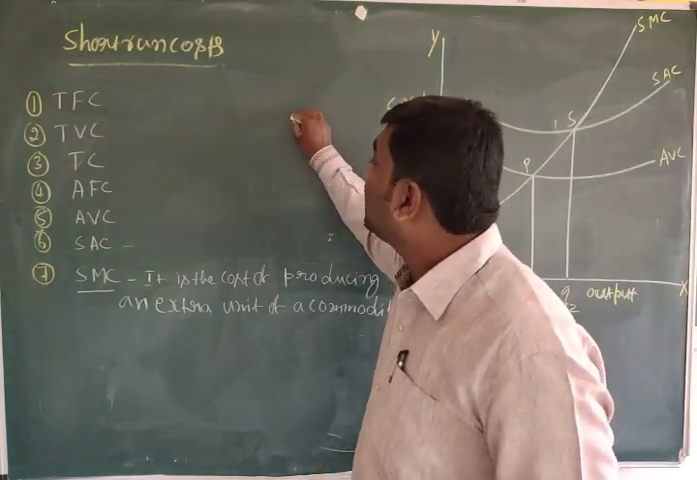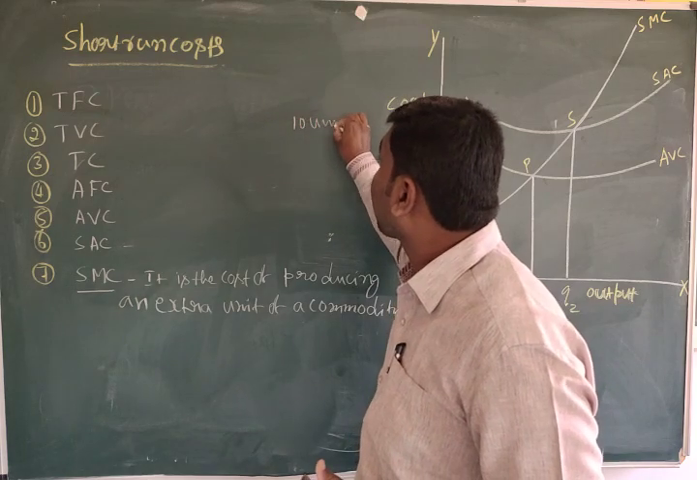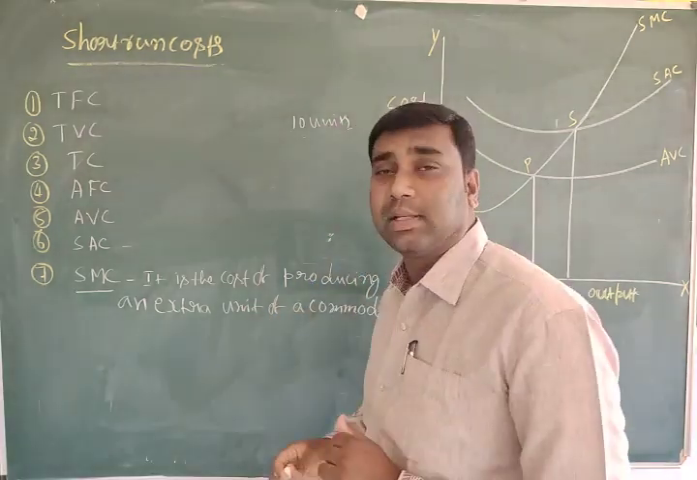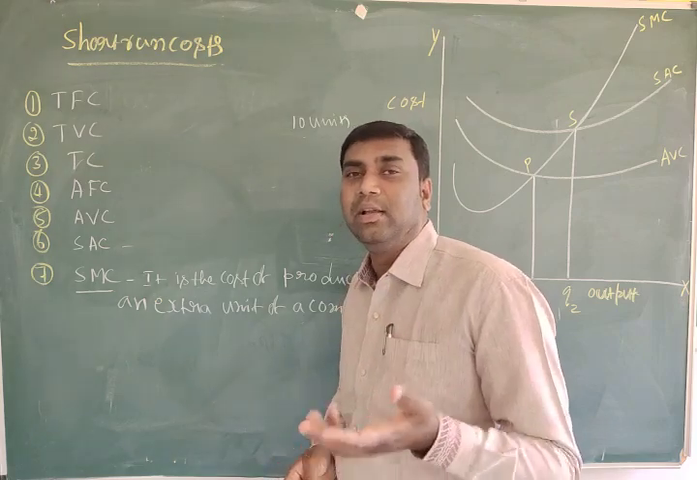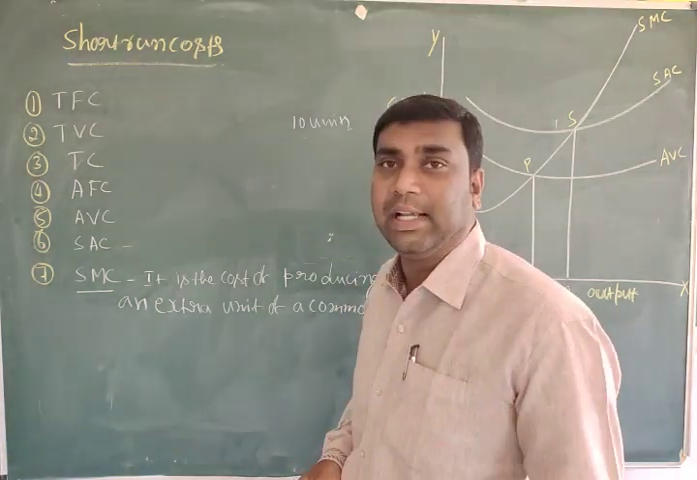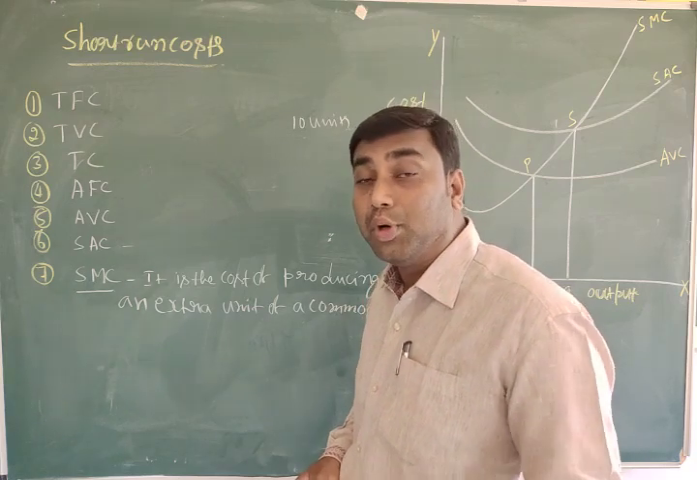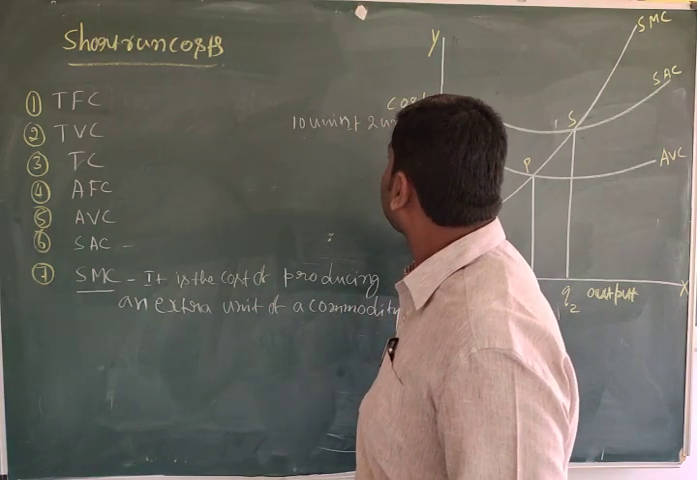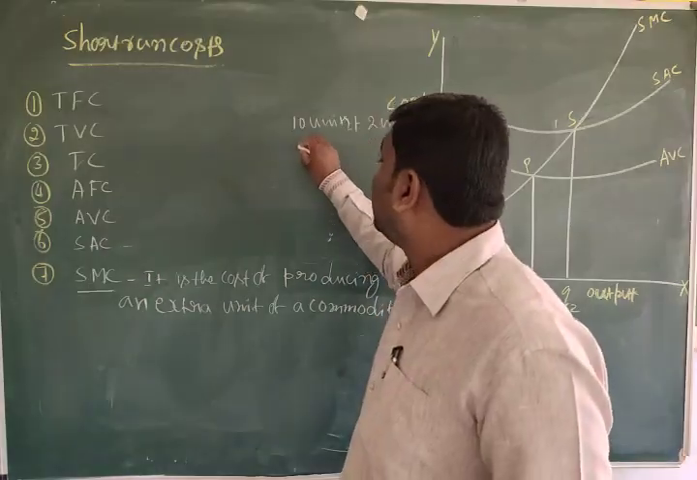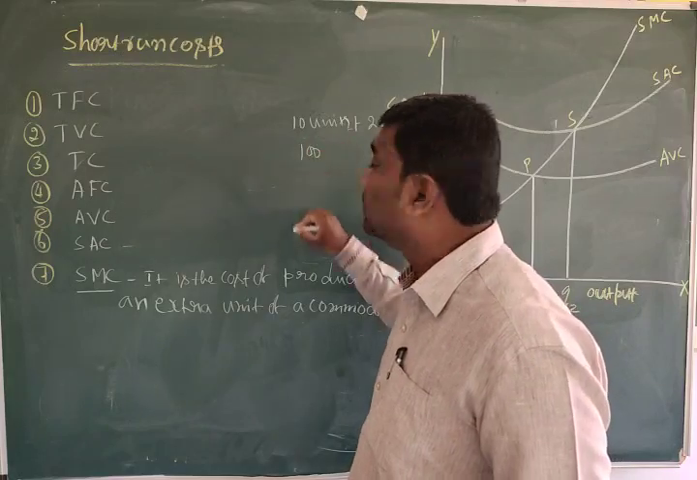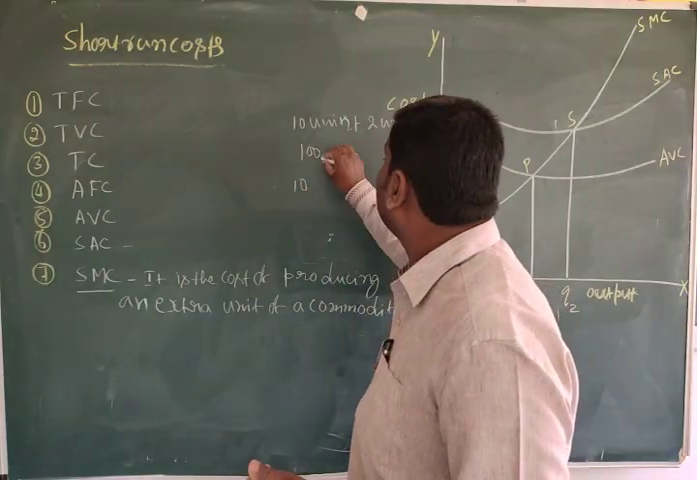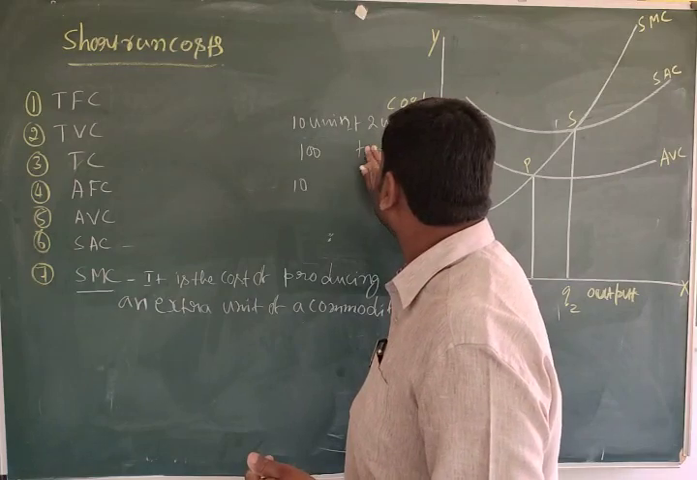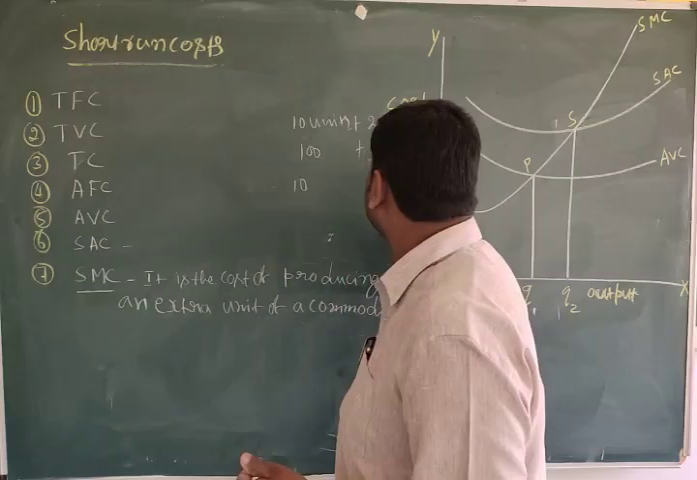For example, the producer decided to produce 10 units of a commodity, but suddenly demand increased. There is no perfect plan, so immediately he has to produce one more or two more units, that is plus 2 units. Here for 10 units, how much is he expensing? 100. That means each is 10. For 2 units he is expensing 40. That means each is 20.